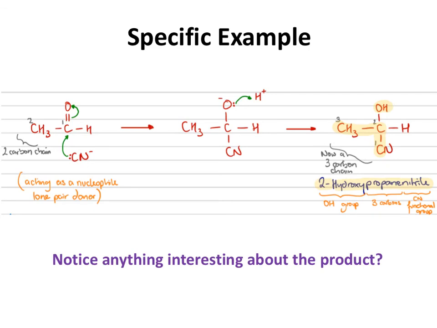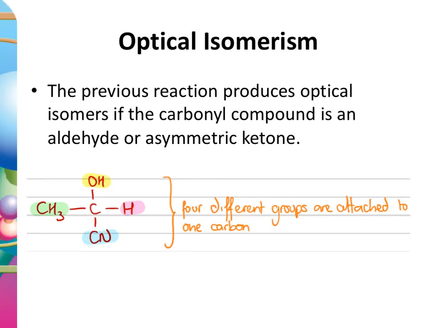So I'm hoping you can see that we have 4 different groups attached to a carbon, which means that we have a chiral carbon, which means that we have optical isomerism. Now, it doesn't follow that optical isomerism comes about every time that you react a cyanide nucleophile with a carbonyl compound, so a ketone or an aldehyde.